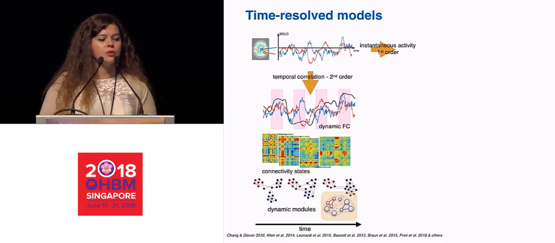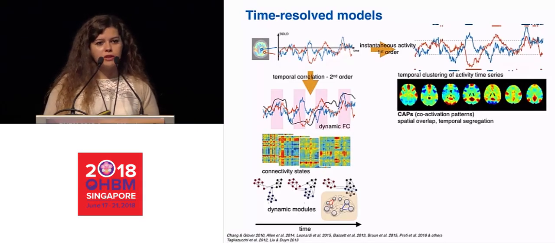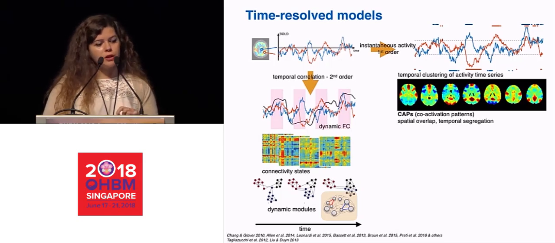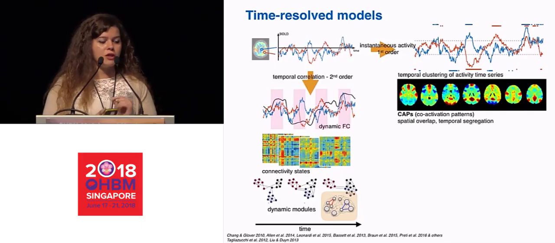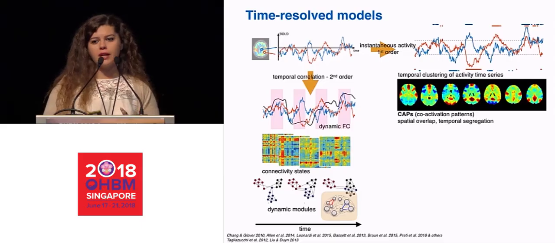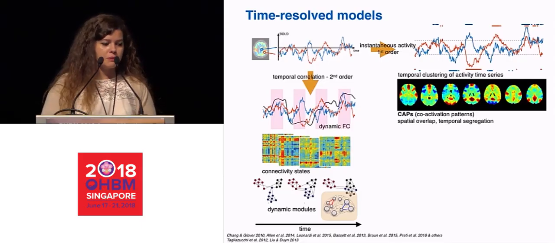Another way to represent these time-resolved models is on the instantaneous activity itself using first-order statistics. A very nice example that we also heard a talk about is the CAPs method, where you simply threshold your ongoing activity signals, pick those time frames, and temporally cluster these ongoing activity time series, and then you get spatially overlapping but temporally segregated activity maps.